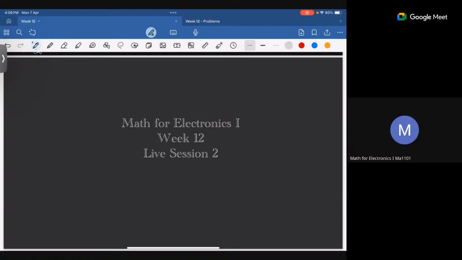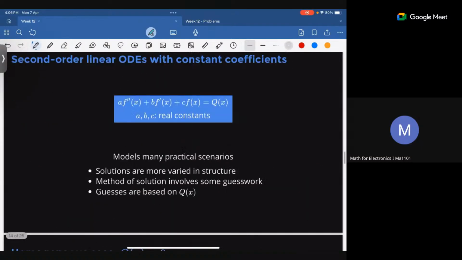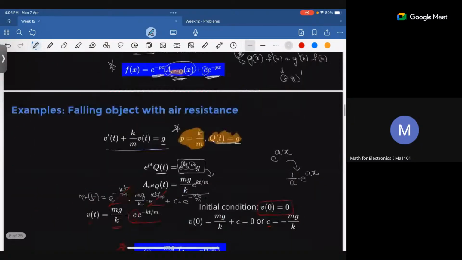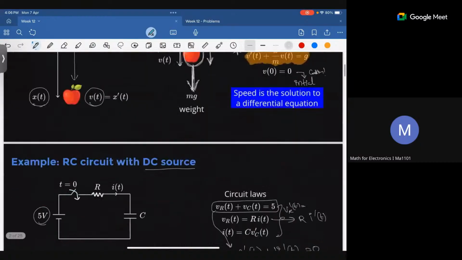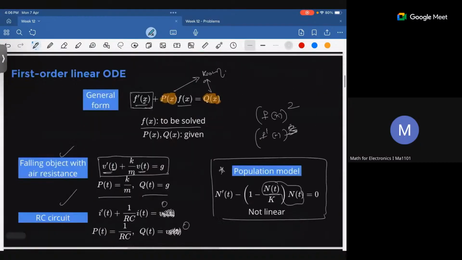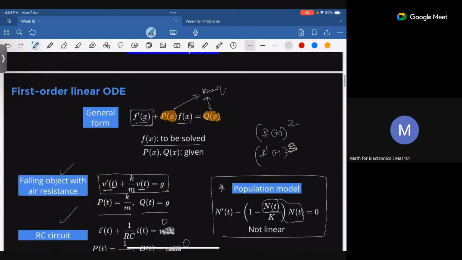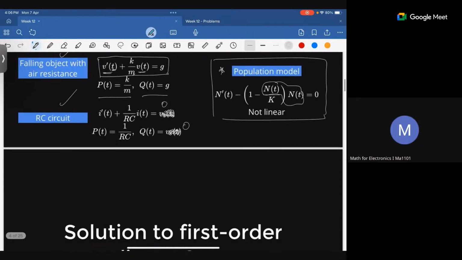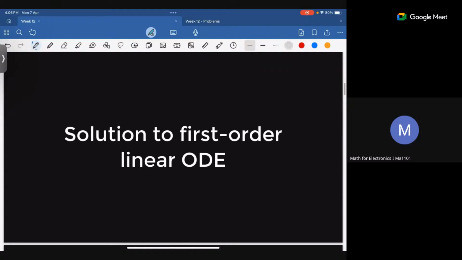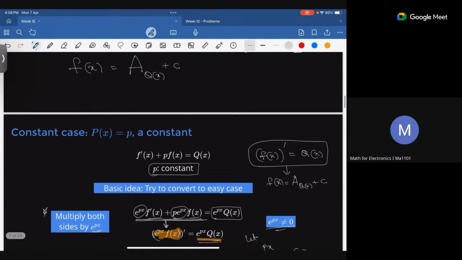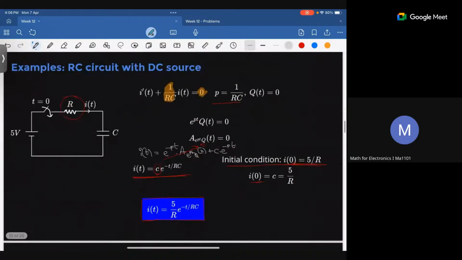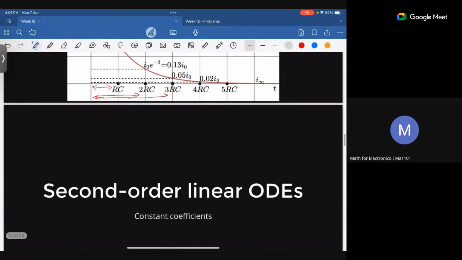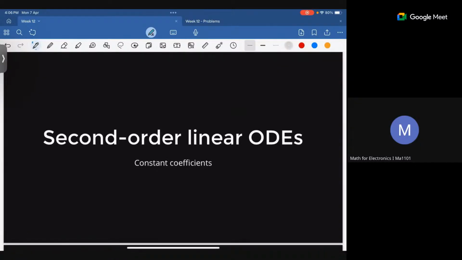So in the last session, we talked about what an ordinary differential equation is. Firstly, we started with what a differential equation is, and then we saw a couple of examples. Then we talked about first order linear ODEs, their general form, and how to solve them. We saw different cases, and finally we understood how to solve each and every case, right? And then we moved on to second order linear ODEs with constant coefficients only.